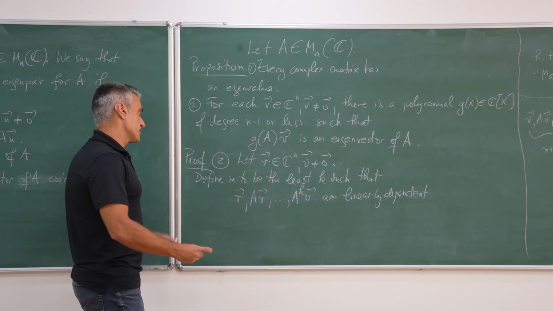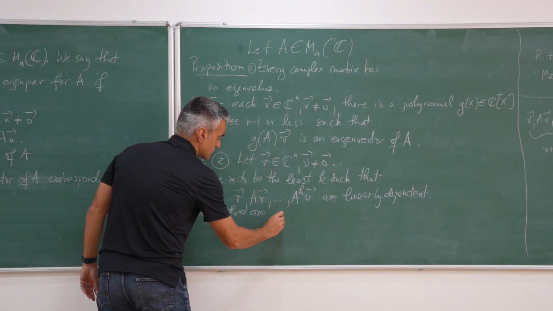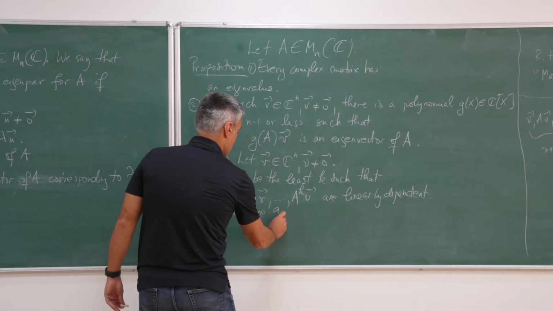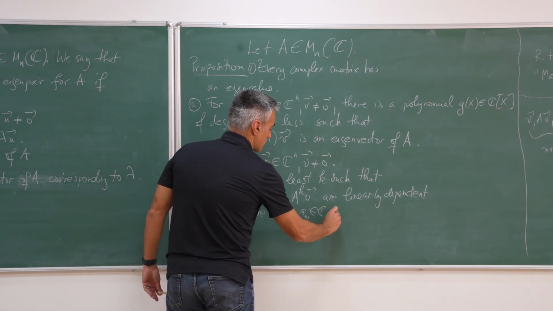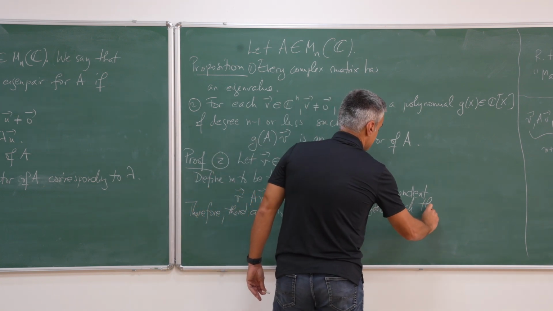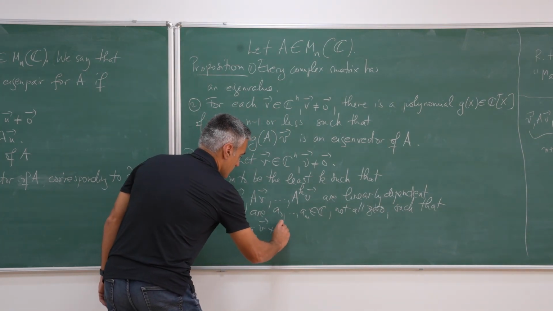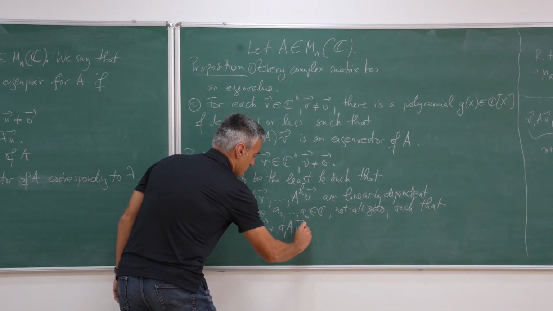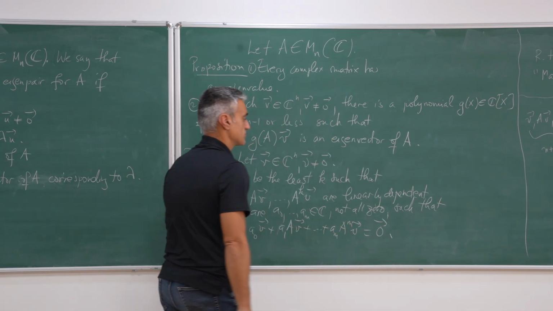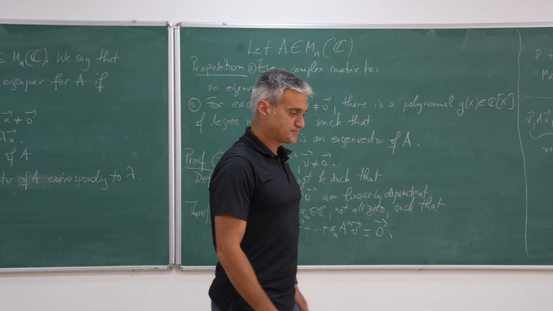Okay, what does it mean they're linearly dependent? Therefore, there are some constants, a_0, ..., a_m, complex, not all zero, such that a_0 V plus a_1 AV plus ... plus a_m A^m V gives you the zero vector. Okay, and then you're almost done.